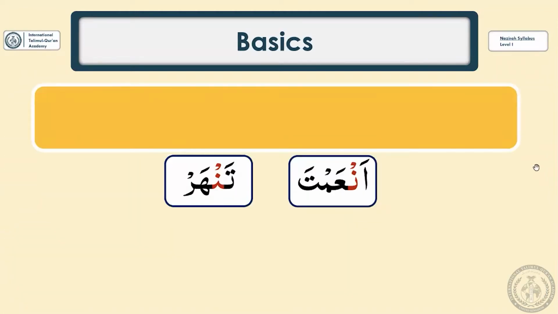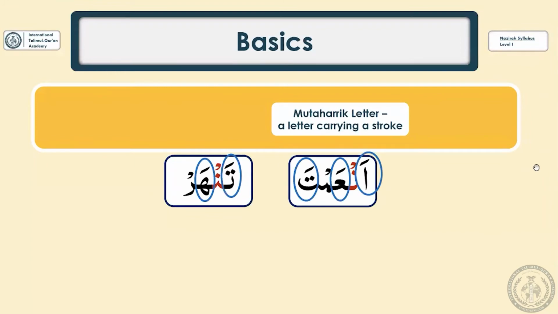Okay, now in this slide over here, we can see 2 words from the Holy Quran. Okay, now in this word, we have mutaharrik letters. So you should all know what mutaharrik letters are. Mutaharrik letters are letters that carry a stroke. So in these examples, all these letters that have been circled carry a stroke. So they are mutaharrik letters.